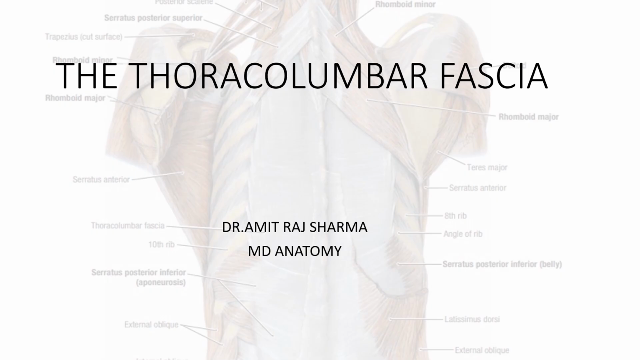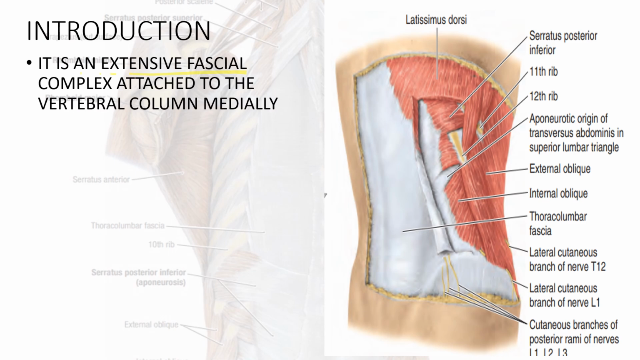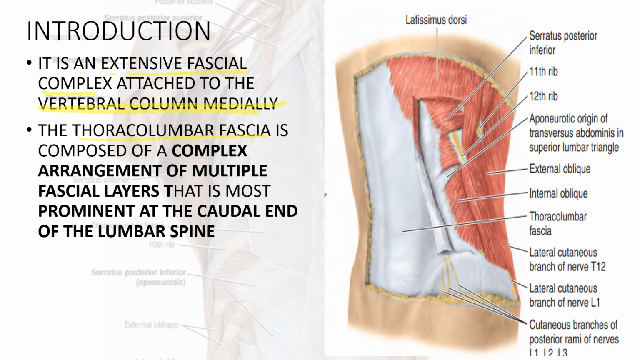Hello students, now we'll do the anatomy of thoracolumbar fascia. Thoracolumbar fascia is an important topic and also a little bit complex topic, so we'll try to make it as easy as we can. First of all, the definition: what is thoracolumbar fascia? It is an extensive fascial complex attached medially to the vertebral column. The thoracolumbar fascia is composed of a complex arrangement of multiple fascial layers that is most prominent in the caudal area.